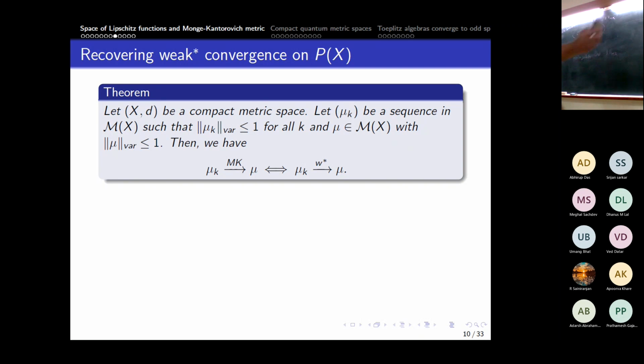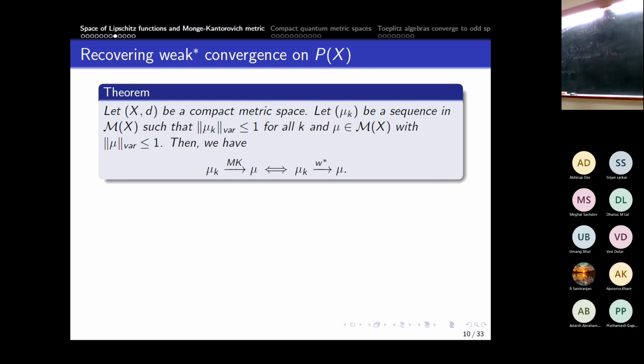A priori, one could ask why this bound of less than or equal to 1 on all mu k and mu is compulsory. It is because Mx with the weak star topology is not metrizable for sure. So there has to be some condition on the sequence and on the limit, and it turns out that if they have the same bound, then it works.